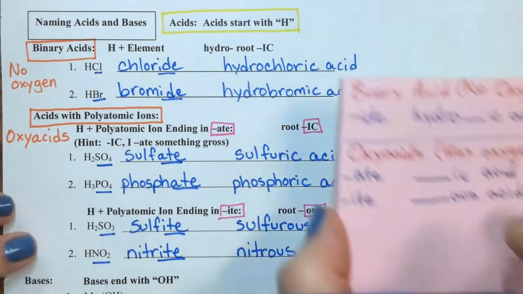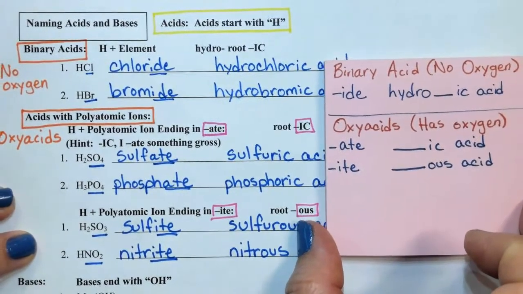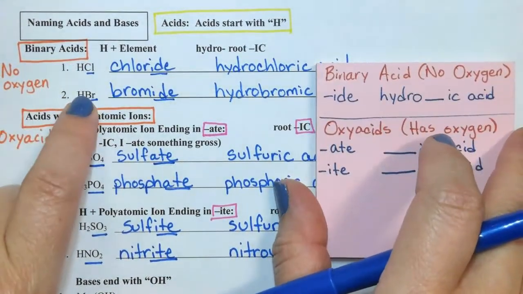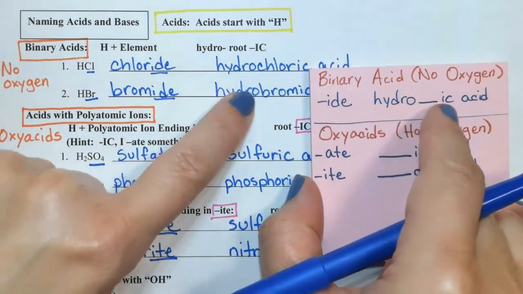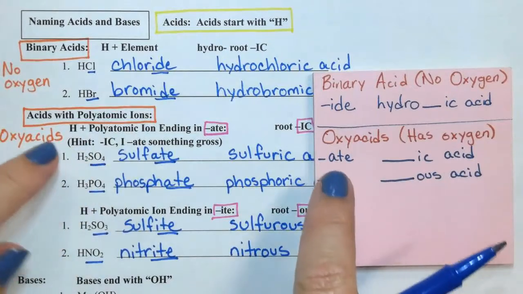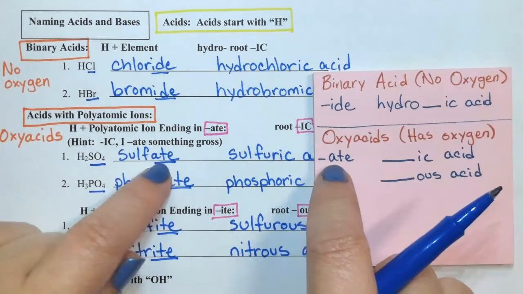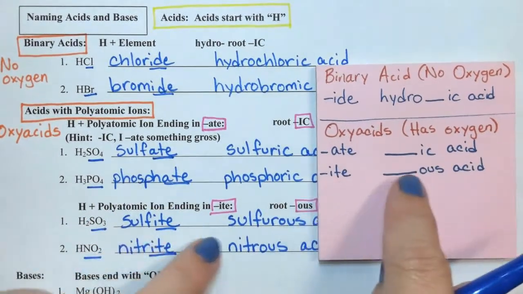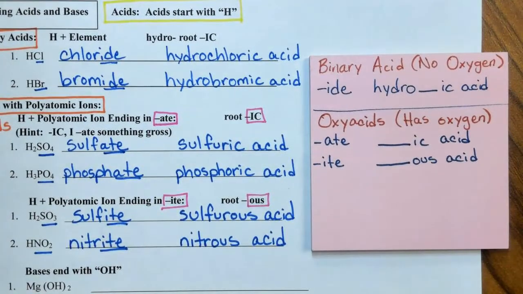So one more time with our little shortcut. Here with my short version: if you have a binary acid, there are no oxygens, and the suffix "ide" changes to a hydro-ic acid. If I have an oxyacid, it does have oxygens. "Ate" becomes "ic acid," and then "ite" becomes "ous acid." Those are our 3 different ways to change the anion to the name of the acid.